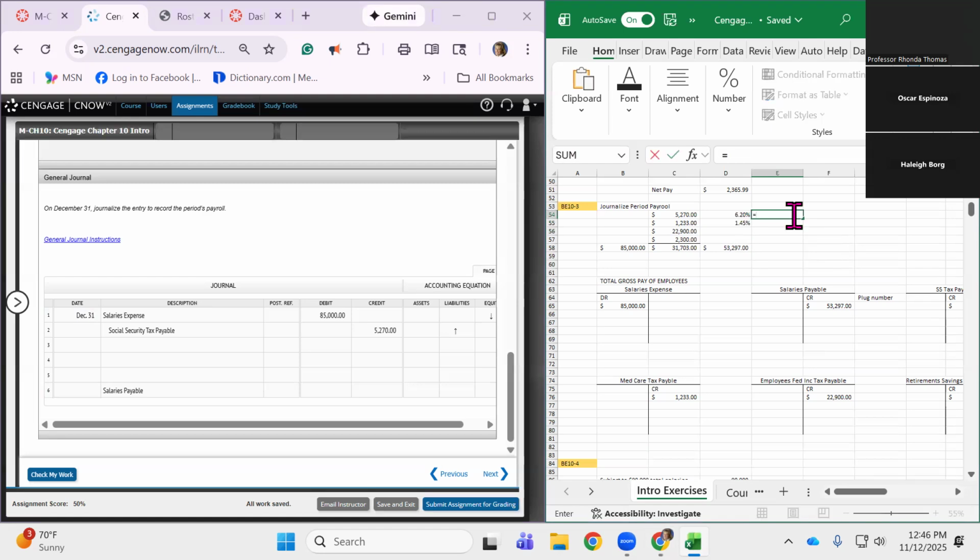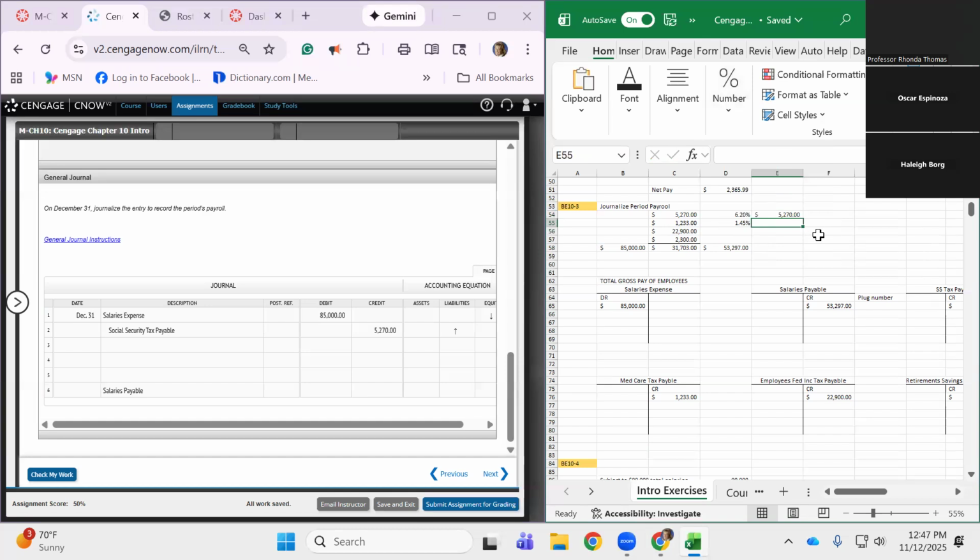But you should check your paycheck when you get paid. All right. So 85,000 times 0.0062 or times this right here. 5270. Hey, it does match. That's good. Okay. It does match up. So we're checking their work too.